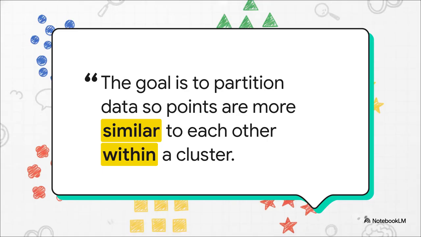This quote right here just sums it all up perfectly. The whole point is to draw circles around groups of data points so that everything inside one circle is really similar and really different from the points in all the other circles. It's all about maximizing similarity within groups and maximizing differences between groups. It finds the signal in the noise.